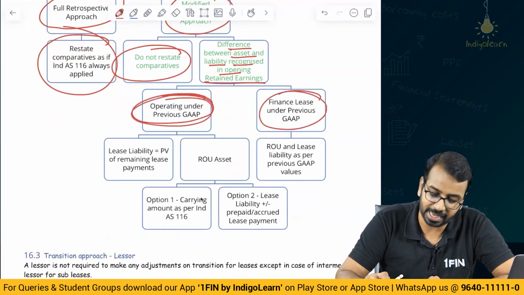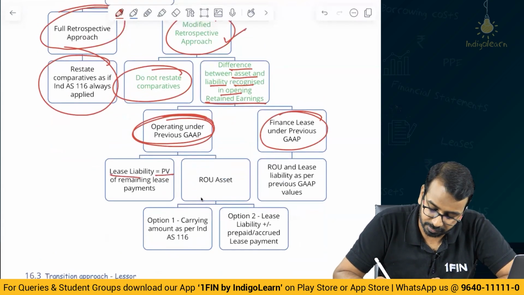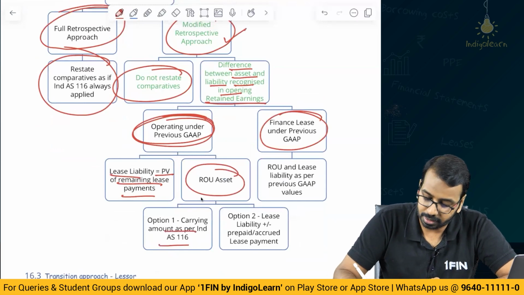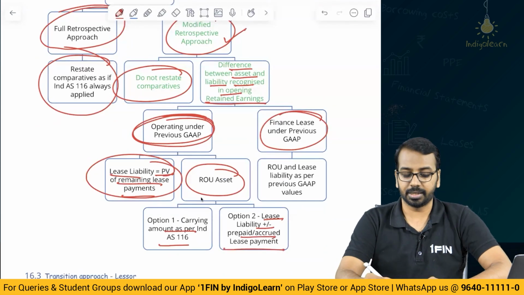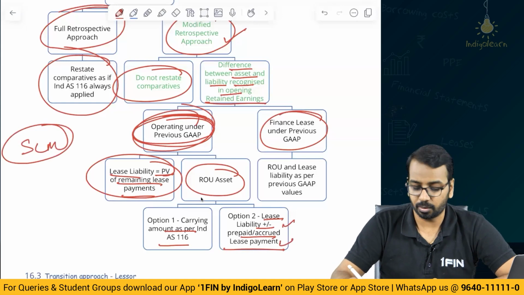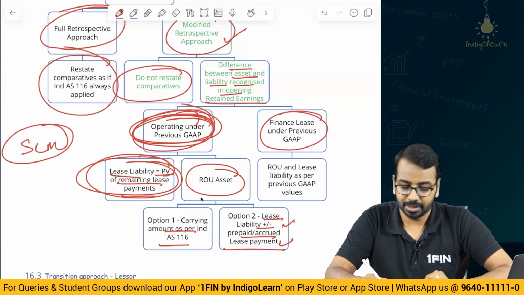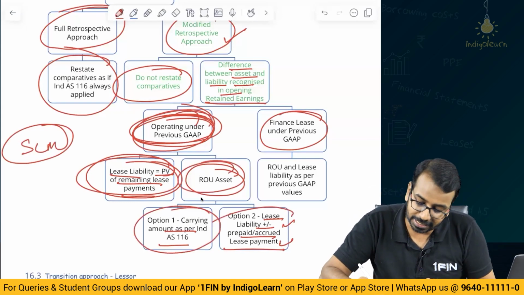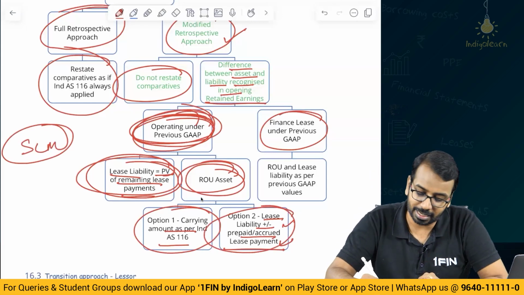If it is operating under previous GAAP, under the modified retrospective approach, then the lease liability is the present value of remaining lease payments, and the right of use asset is either taken as per IndAS 116, or take the opening lease liability plus or minus prepaid or accrued lease payment. See, under operating leases, because you follow the SLM method, there could be some prepaid or accrued lease payment. Okay. So if it is operating, lease liability is nothing but the present value of remaining lease payments. Right of use asset is taken as per IndAS 116, calculated afresh, or take the lease liability and adjust the lease prepayment or lease accrual, right? That will become the right of use asset.